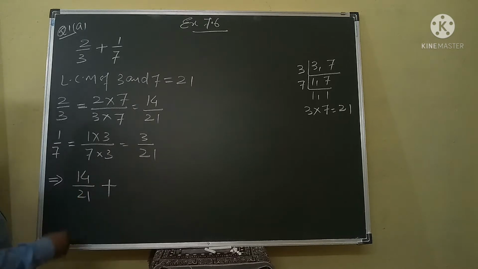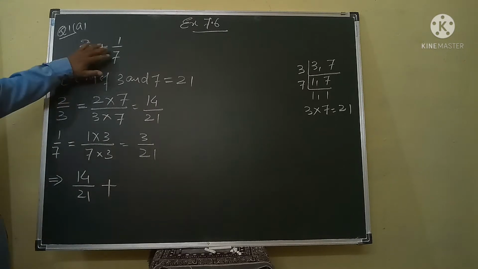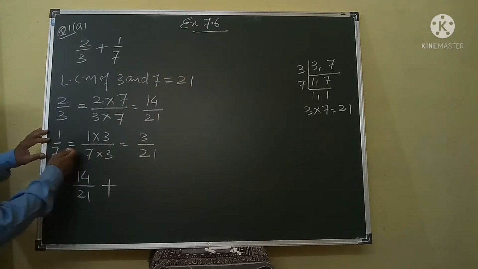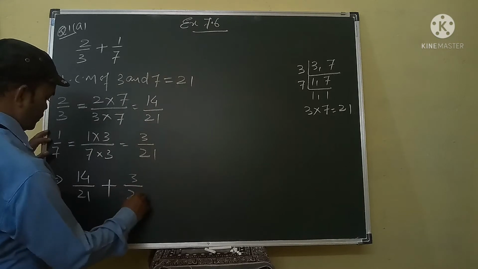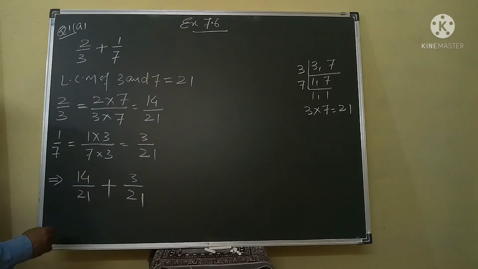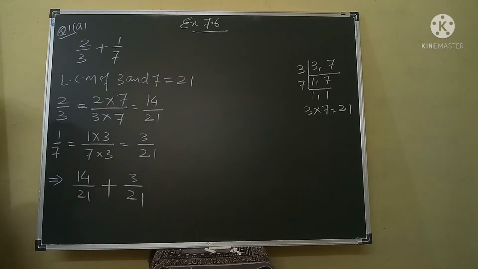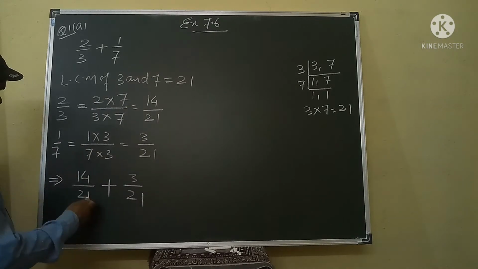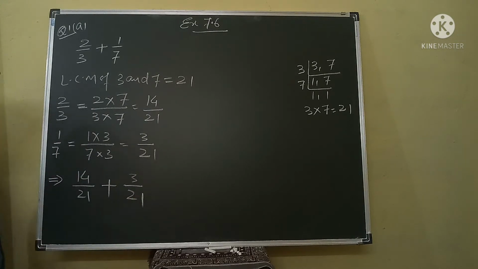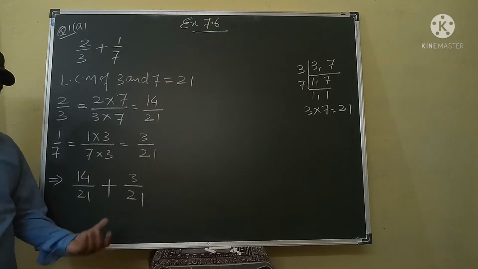Okay. Then after this is plus. So I will take here plus. This is 1 upon 7. 1 upon 7 is equal to 3 upon 21. Okay. Then after, what you are getting is 14 upon 21 plus 3 upon 21. As you are looking, in these two fractions, denominators are same. That means these two fractions are like fractions.